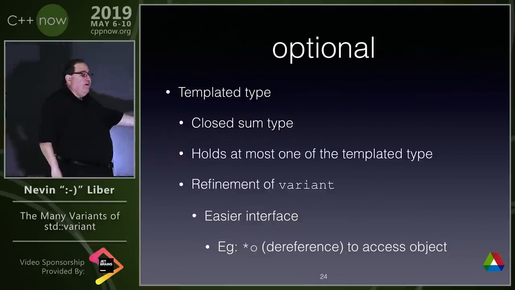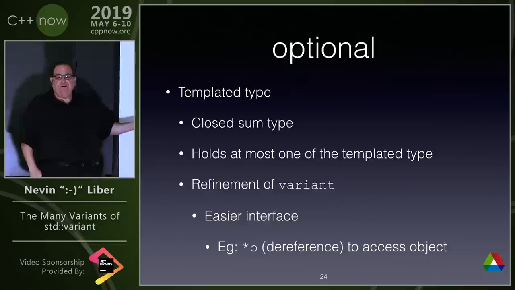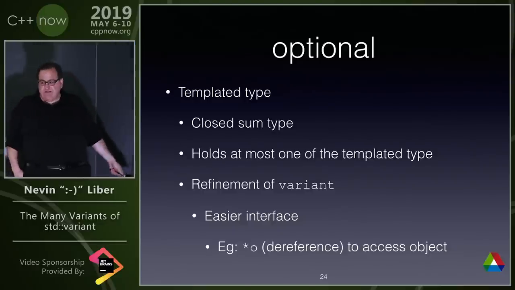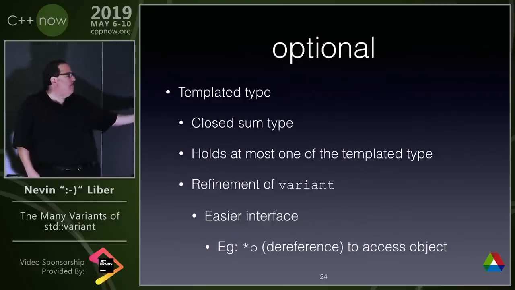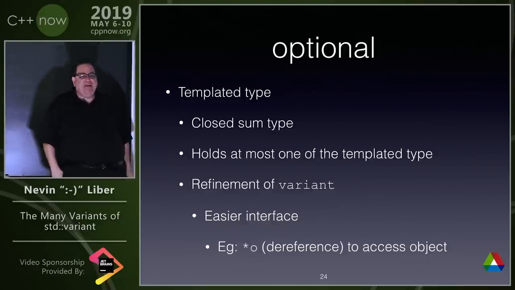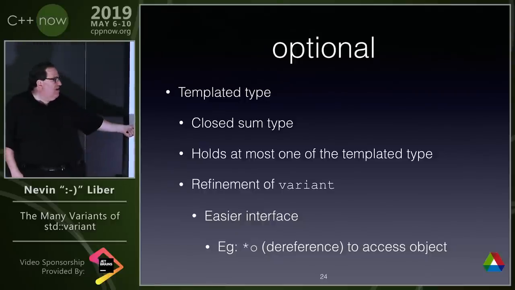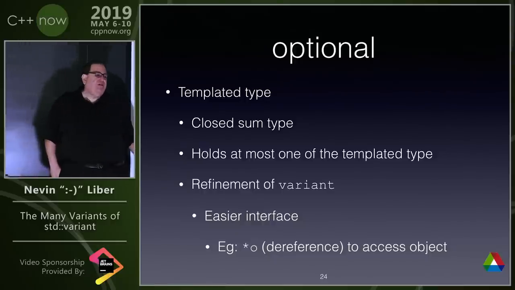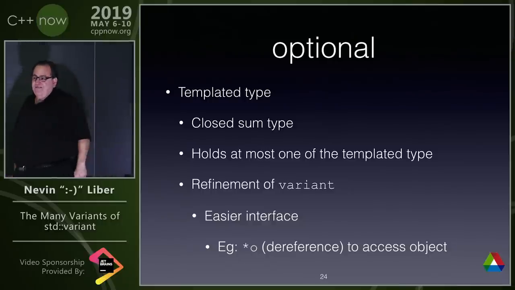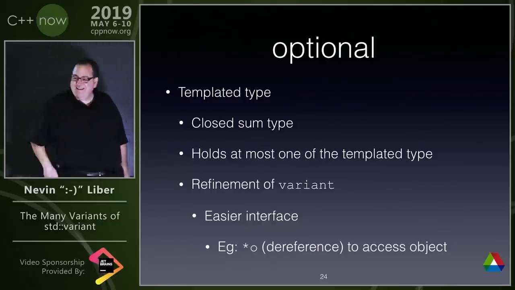Basically, the goal was making a refinement of variant, although it actually came first in the standardization process. We'll see how close we got to that. And it's an easier interface. For instance, if you want to access the object and you know it's in there, you just use dereferencing to get it. Marshall.